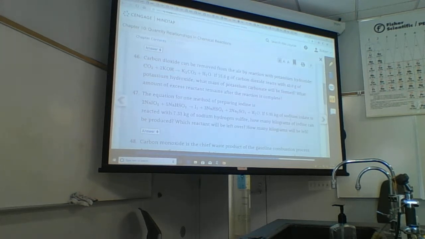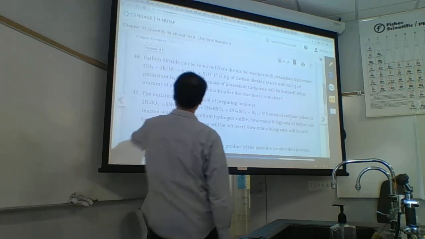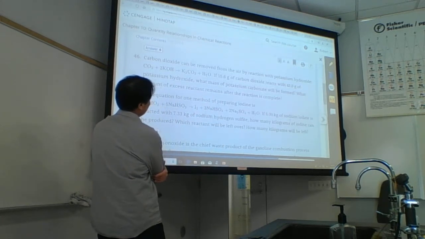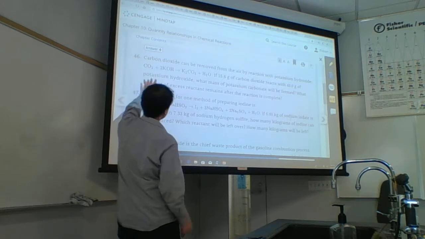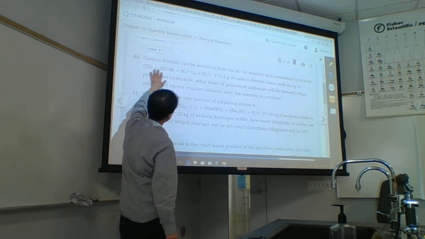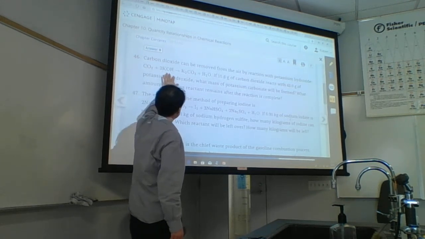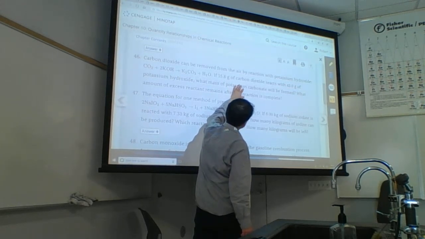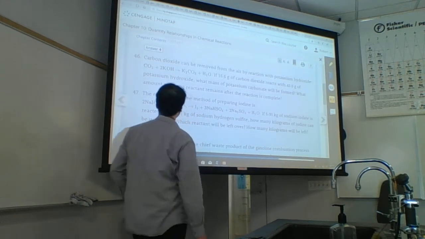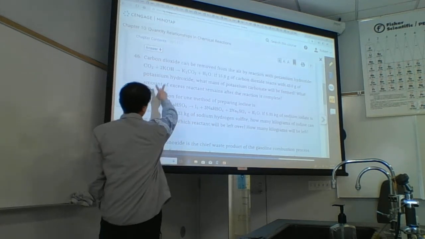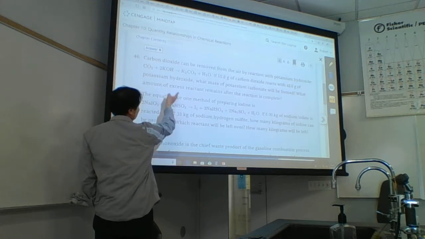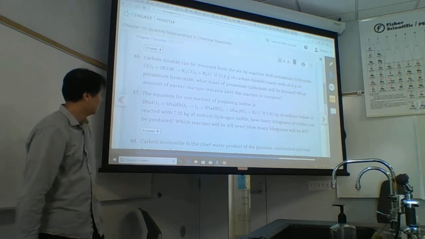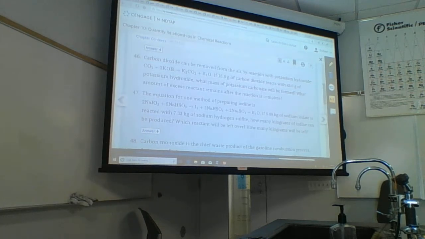Again, if I look at this problem, this is CO2 plus potassium hydroxide. Carbon dioxide can be removed from the air by reaction with potassium hydroxide. This is a Lewis acid-base reaction here. So CO2 is converted into potassium carbonate here. 15.6 grams of carbon dioxide reacts with 43.0 grams of potassium hydroxide. So we're given the amounts of two or more. So limiting reagent problem. We'll just follow the method that we did for the other limiting reagent problems.